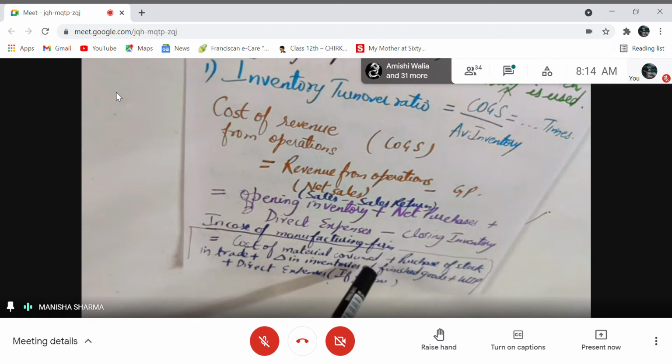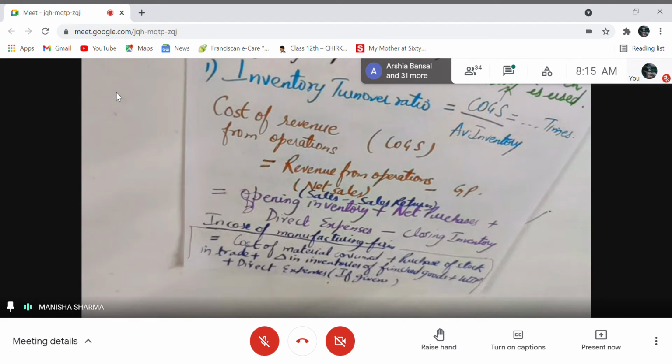So cost of material consumed plus purchase of stock in trade plus change in inventories of finished goods plus WIP, that is work in progress, plus direct expenses, if given. Direct expenses are generally not given in the question, right? Where will you find direct expenses? If you remember the format of profit and loss in the first chapter of the financial analysis book, you find direct expenses in notes to accounts, right?